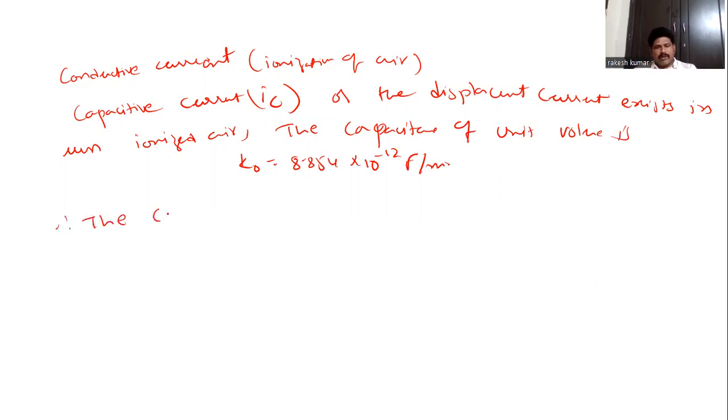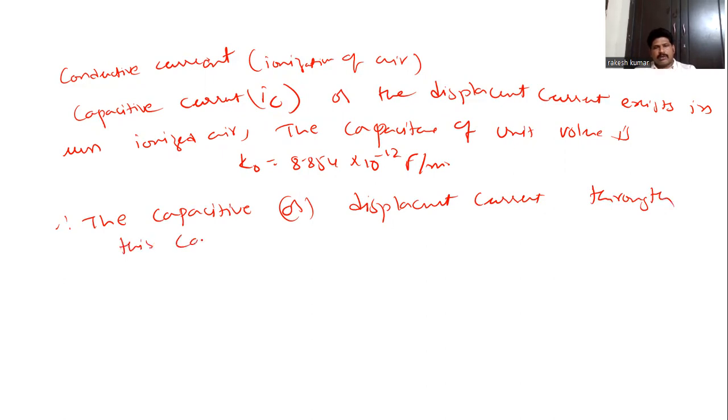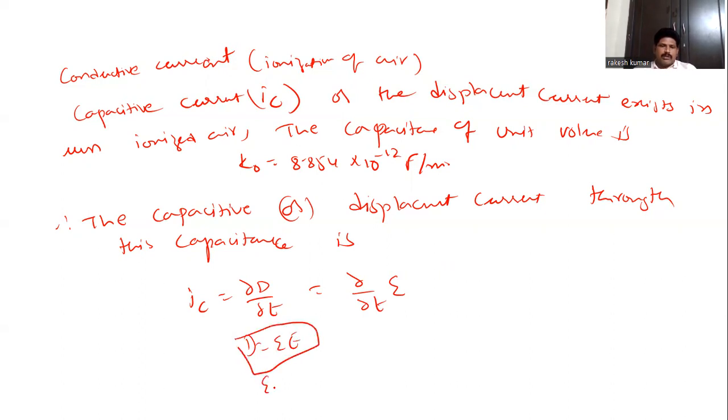So therefore, the capacitive or displacement current through this capacitance is IC equal to dD by dt. So what is the relation for D? D is the flux density. D is equal to epsilon E. So that is dD by dt, with D equal to epsilon E. What is this epsilon? Epsilon is equal to epsilon naught into epsilon R. So for free space, epsilon R is 1. So therefore, epsilon is equal to epsilon naught.